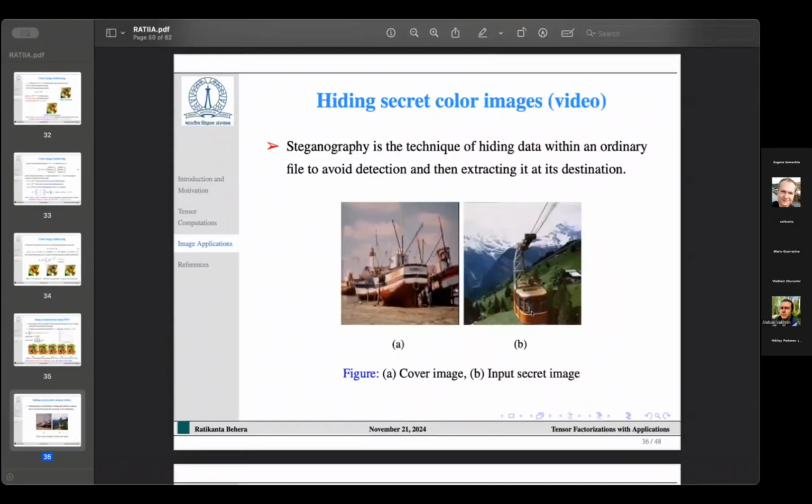Okay. Again, one more application is hiding a secret color image or color video. Suppose you would like to share your secret photos with another party, some near one, your friends, or your colleagues, but secretly. Steganography is a technique of hiding data within ordinary files to avoid detection and then extracting it at its destination. That means your near one can get it. So this is one application.